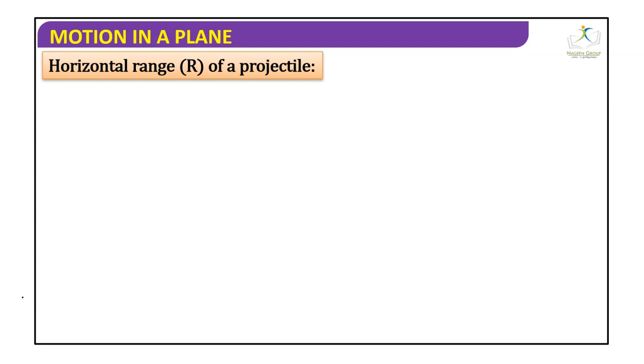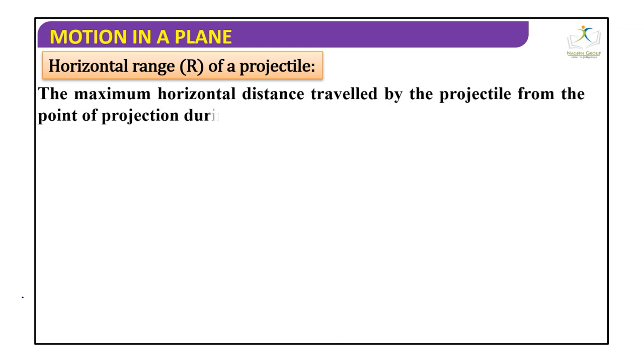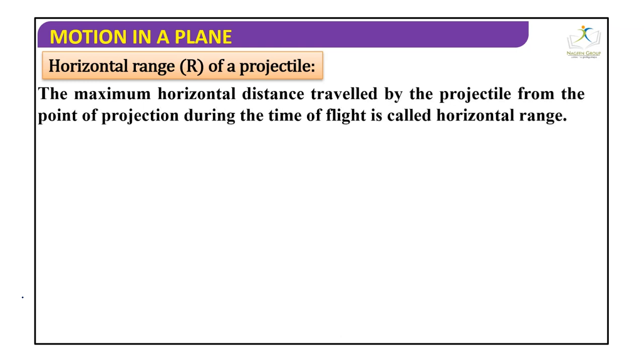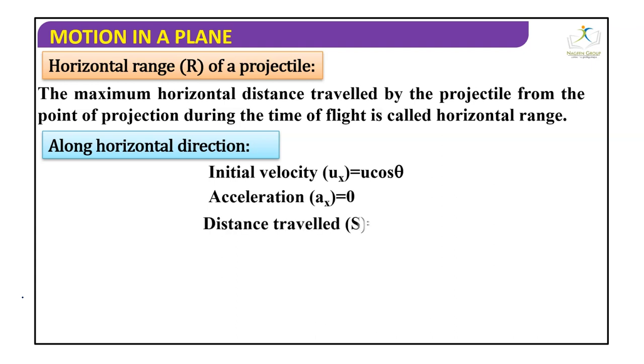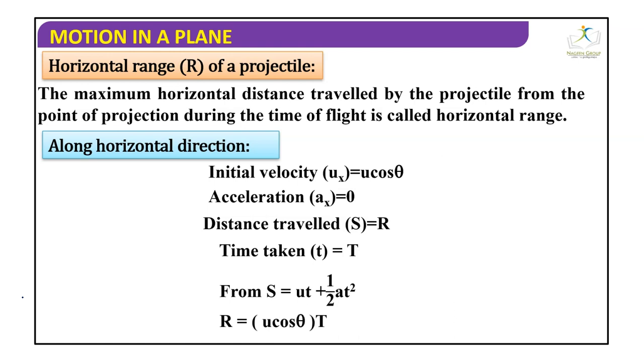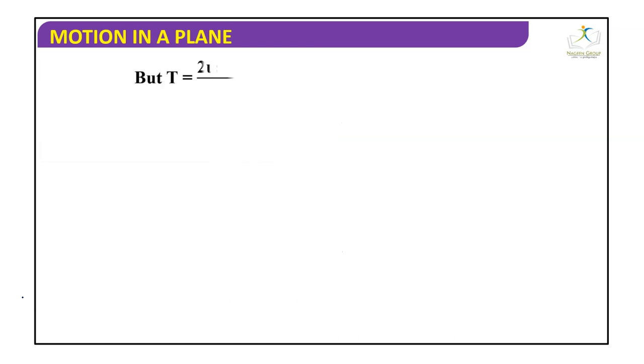For the horizontal range of a projectile, the maximum horizontal distance traveled by a projectile from the point of projection during the time of flight is called the horizontal range. Along the horizontal, initial velocity ux is equal to u cos theta, acceleration ax is equal to 0, distance traveled s is equal to R, and time taken is equal to T. From s is equal to ut plus half at square, we can say that R is equal to u cos theta times T. But T is equal to 2u sin theta by g.